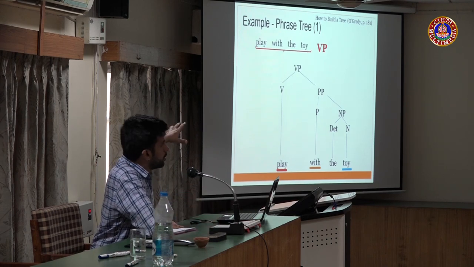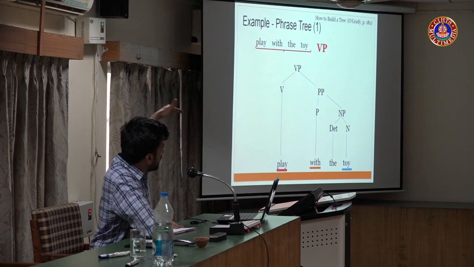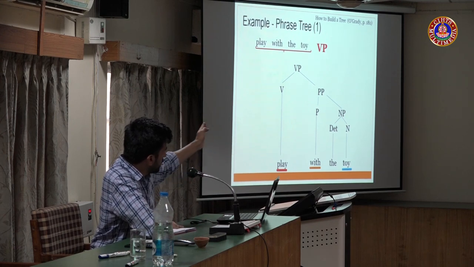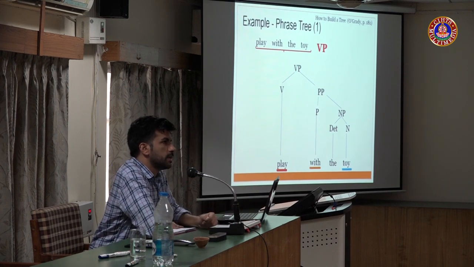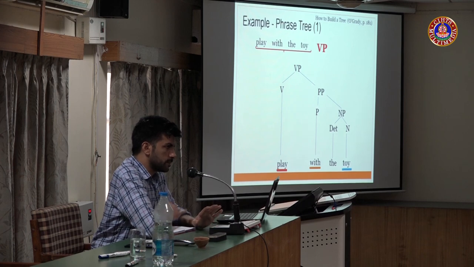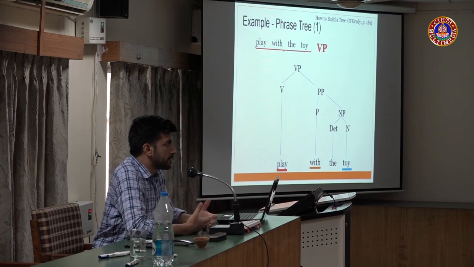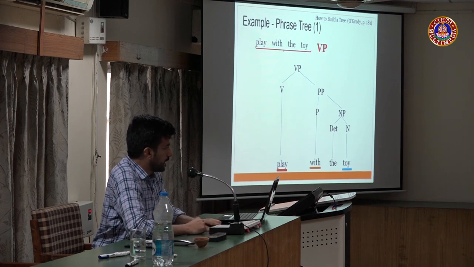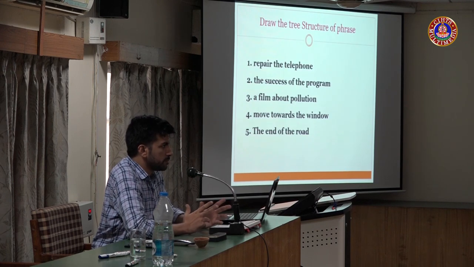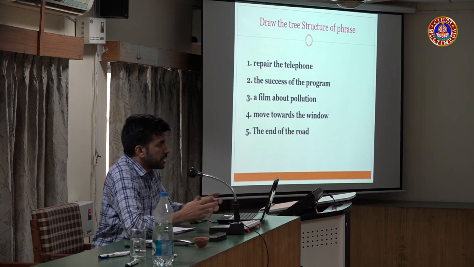This is the verb, but ultimately we have a phrase called the verb phrase, which can be divided into the main verb and a prepositional phrase. Then the prepositional phrase is further divided into the main preposition and a noun phrase, and the noun phrase can be further divided into determiner and noun. And we will apply this method to all the sentences we are going to do today. Let's take another. There are some examples for practice. These are again phrases.